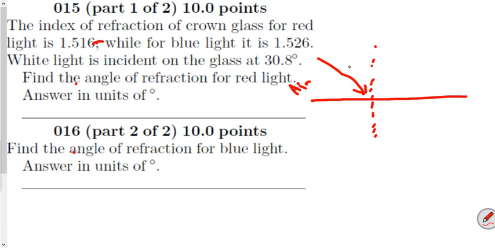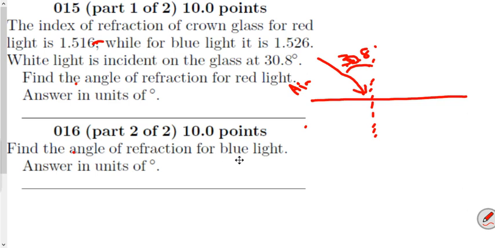You are given an index of refraction. I'm sorry, an incident angle. My incident angle is 30.8. Okay. I'm going from air to the substance. All right. So it's plastic down here. And it just depends on which one I'm using. If I'm using red, or if I have to get red, I'm going to use a red index of refraction. If I'm doing blue, I'm going to use the blue index of refraction.